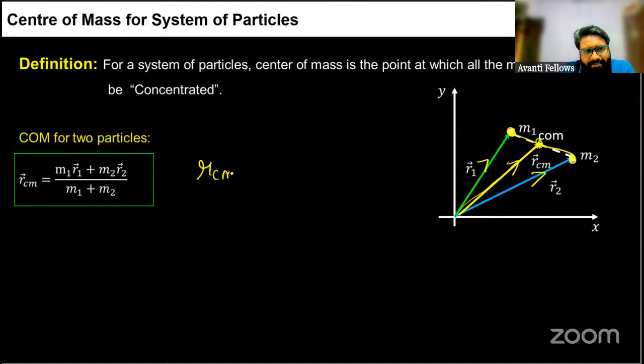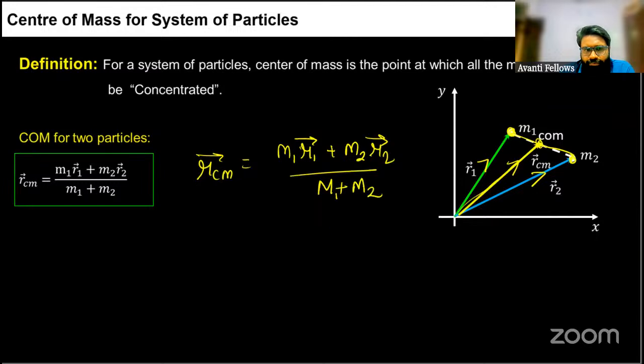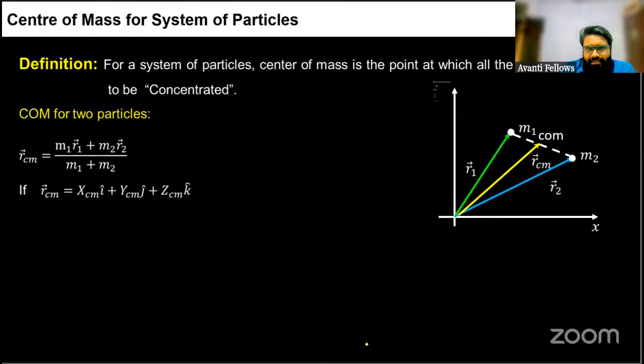कैसे लिखेंगे? RCM vector is what? Mass of one particle, position vector of that particle, mass of another particle, position vector of second particle, divided by the total mass M1 plus M2. ठीक है?